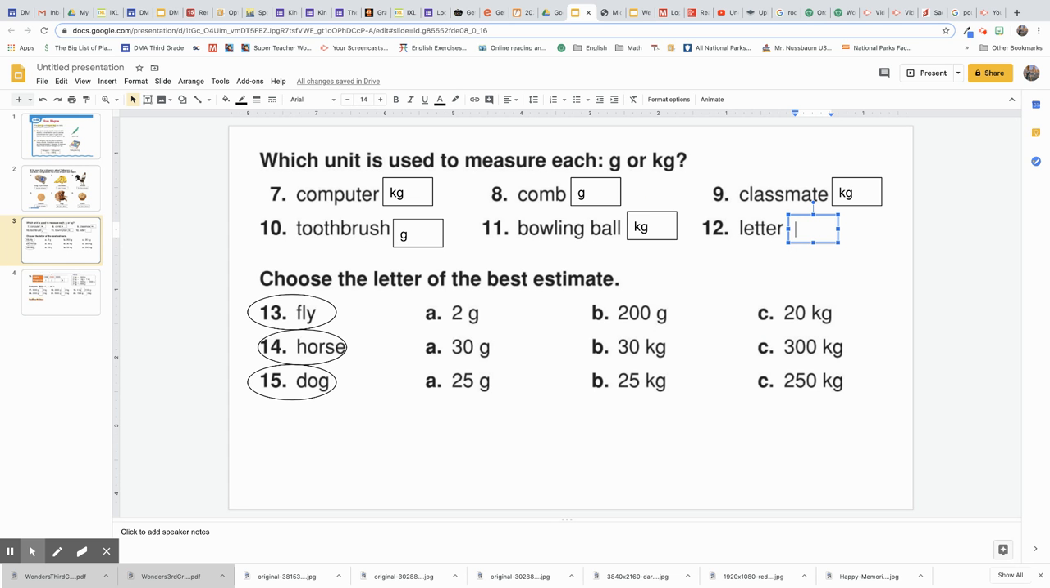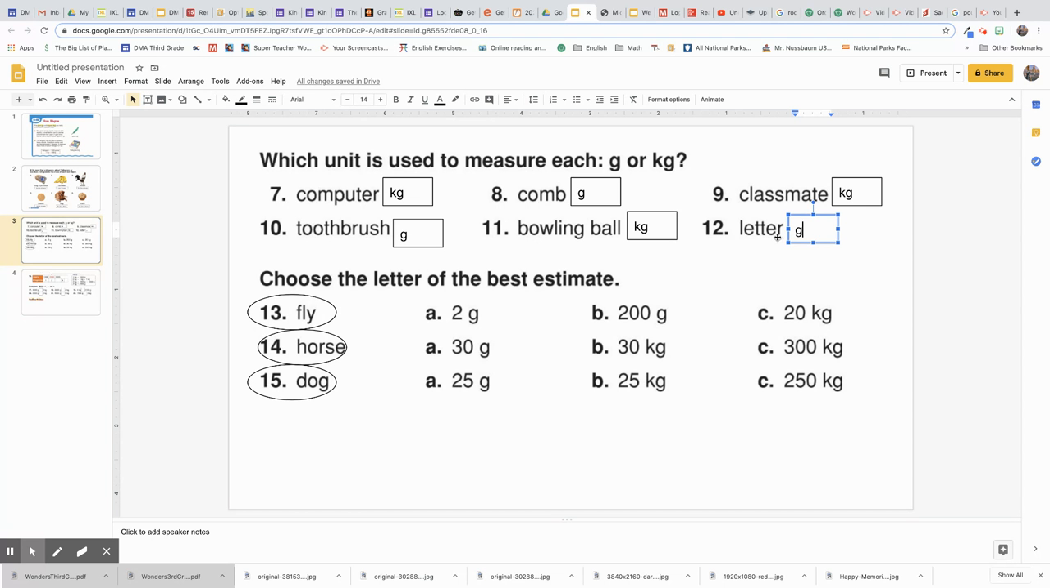Okay, last one in this section. If you get a letter in the mail from Mrs. Lobham, is it going to be really heavy like that dictionary? Or is it going to be light as a feather? Or somewhere in between, most likely. But which would you use to measure? Since it's a lighter object, I think you would say a gram.